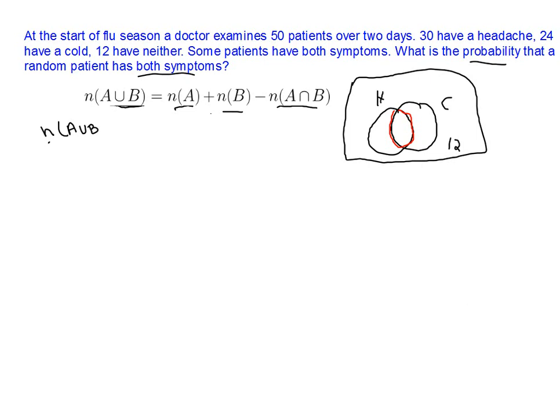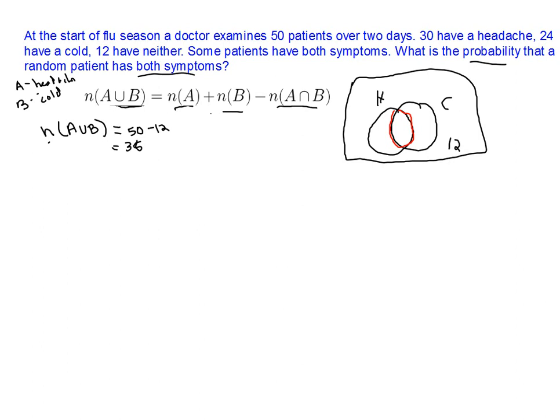And we should specify here, let's say that A is the headache, and B is a cold. So the number of people with a headache or cold then, we had 50 people in total, 12 have neither. So we can subtract those two and get a total of 38. So we now know that there are 38 people who have one symptom or the other.